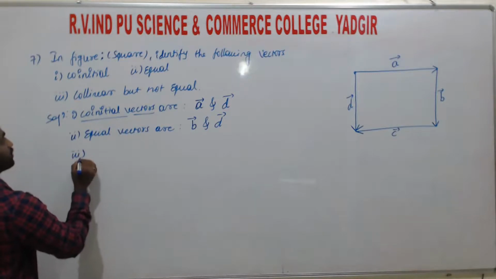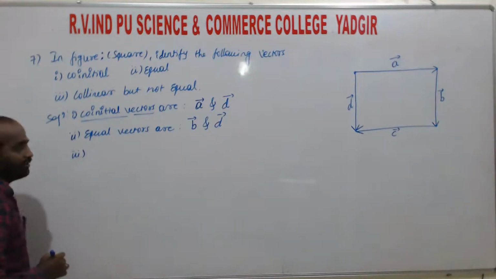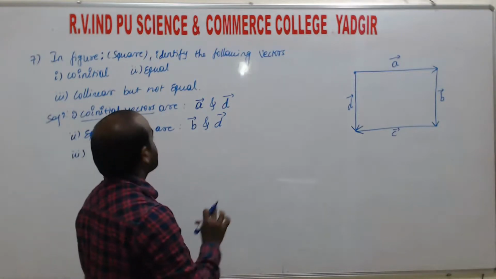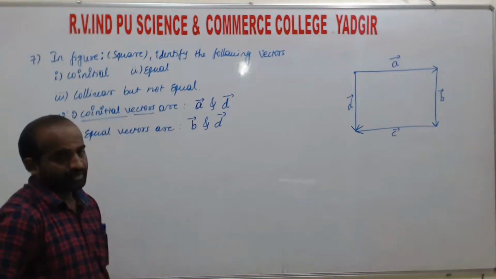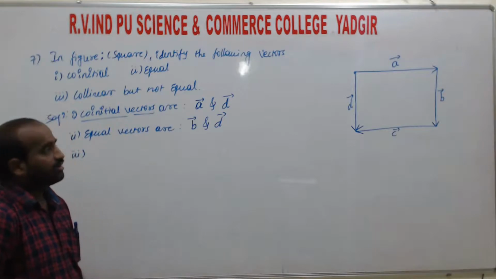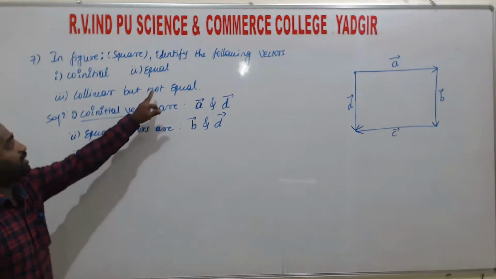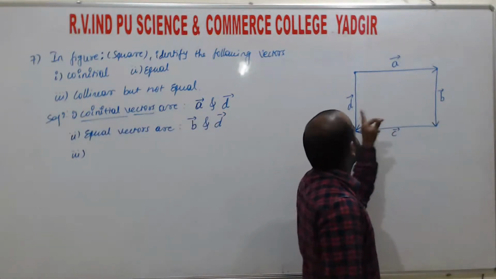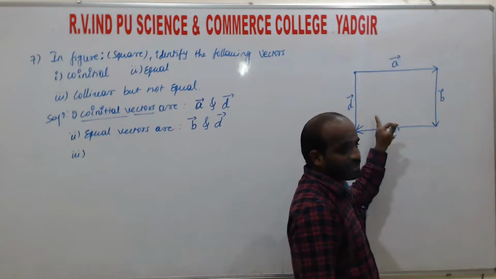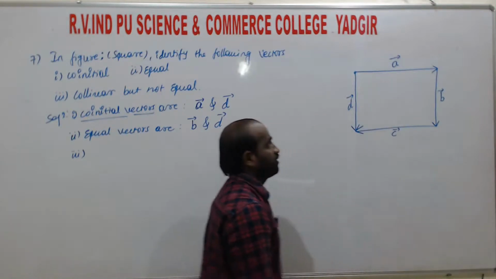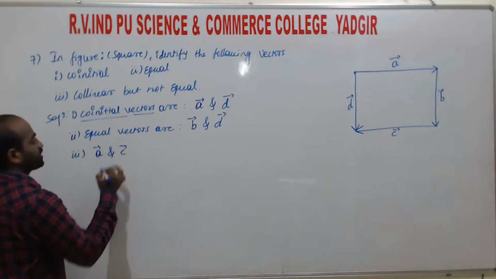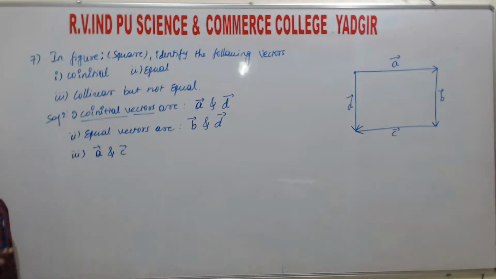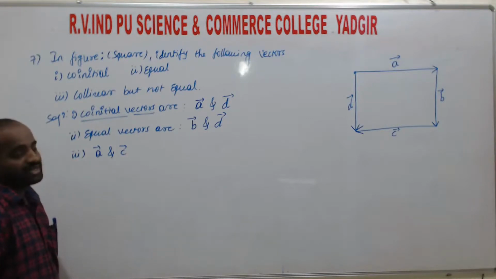Third one, observe that collinear but not equal. Collinear means parallel to the same line. Don't take B and D. These directions are same, so they are equal. A vector and C vector are collinear vectors but not equal. They are parallel, but their directions are not same.